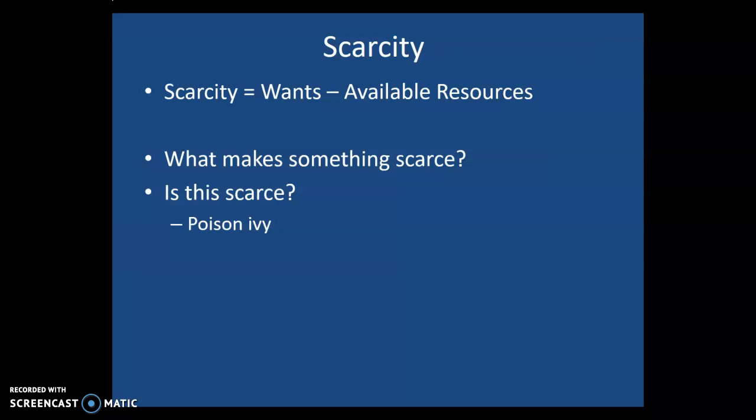So poison ivy is not something that we want, right? We do not want poison ivy. Now, there may be some scientific application for poison ivy. I don't know. But for the average human being, no one wants poison ivy. For that reason, I would say poison ivy is not scarce. It doesn't fulfill anyone's wants.